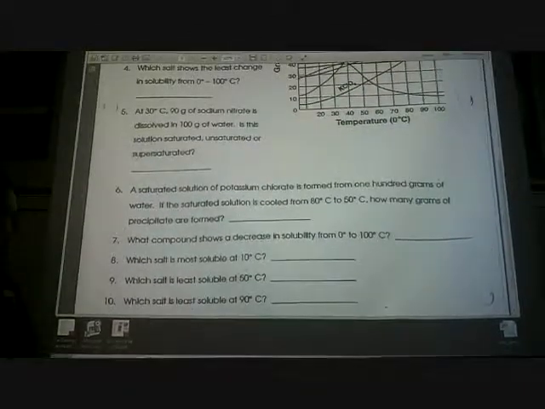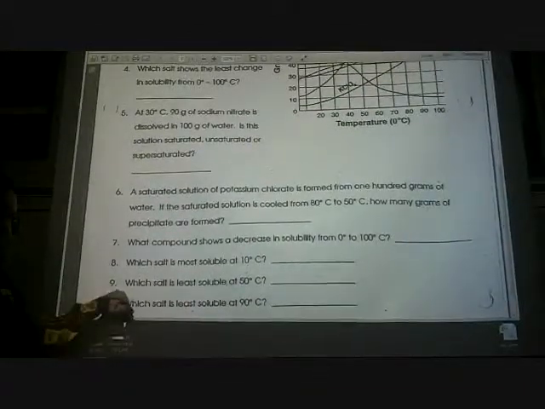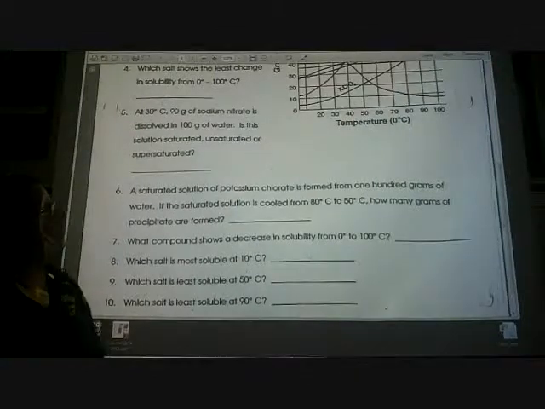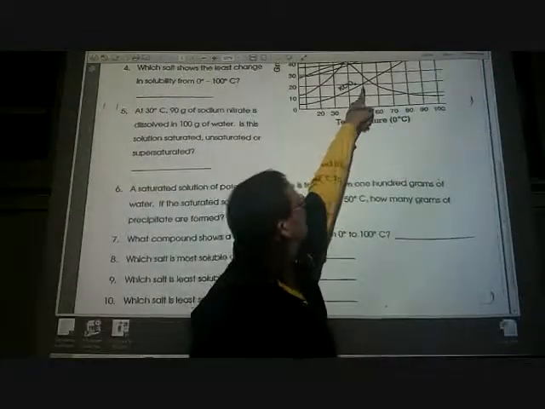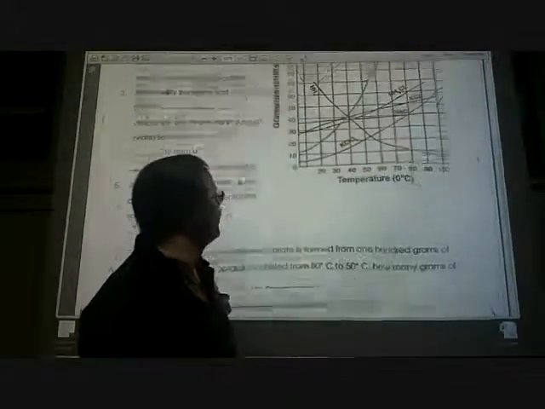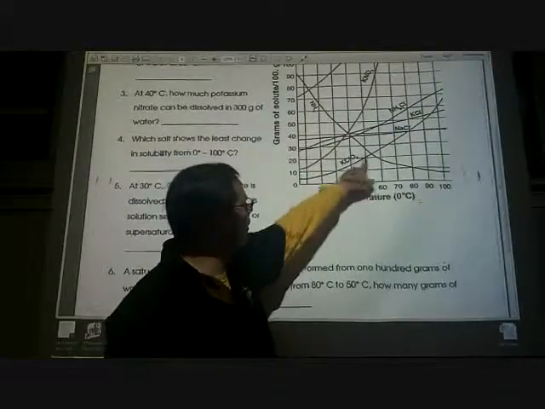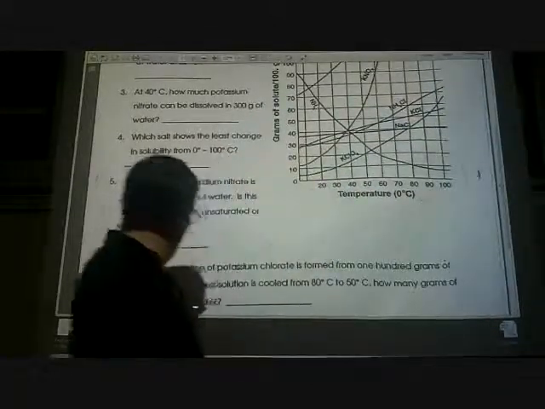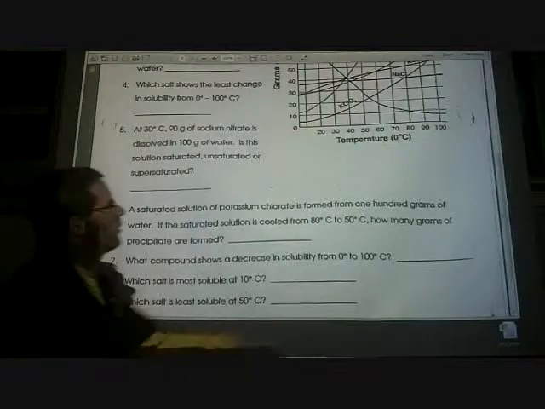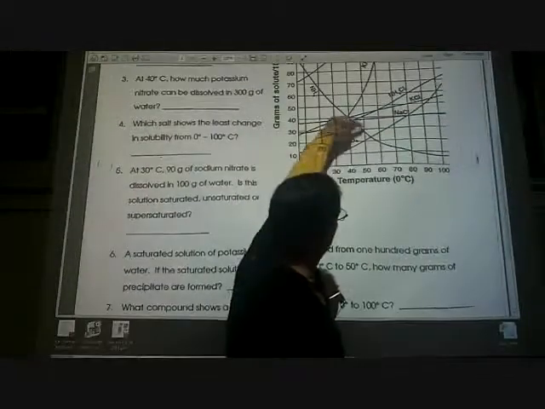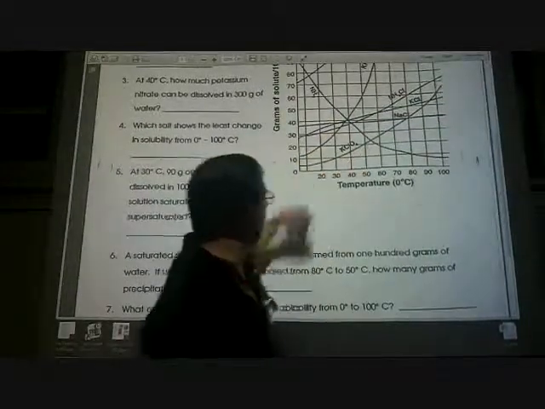Let's see, number 9. Is that where we're at? Which salt is least soluble at 50 degrees? Okay, so potassium chlorate, right? So look, is it 50 degrees? Yeah, 50 degrees. So find the 50, whichever is lowest. So potassium chlorate.